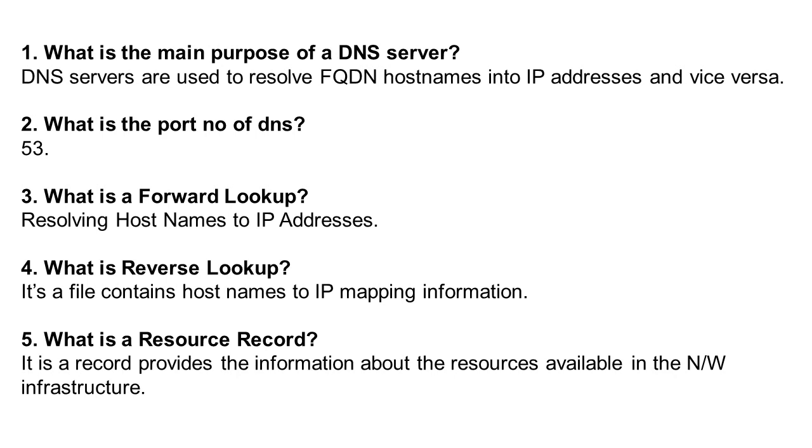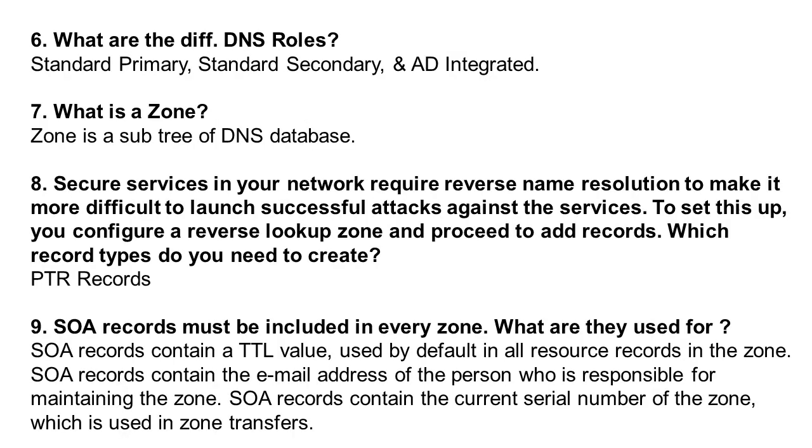What is reverse lookup? It is a file containing host names to IP mapping information. What is a resource record? It is a record that provides information about the resources available in the network infrastructure. What are the different DNS roles? Standard primary, standard secondary, and AD integrated. What is a zone? A zone is a subtree of the DNS database.